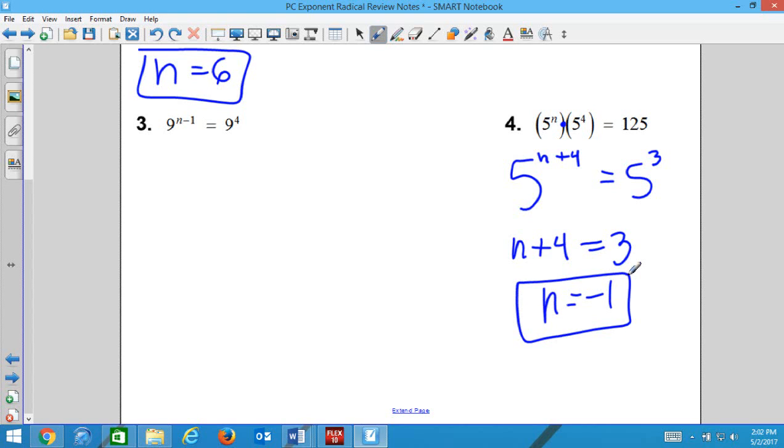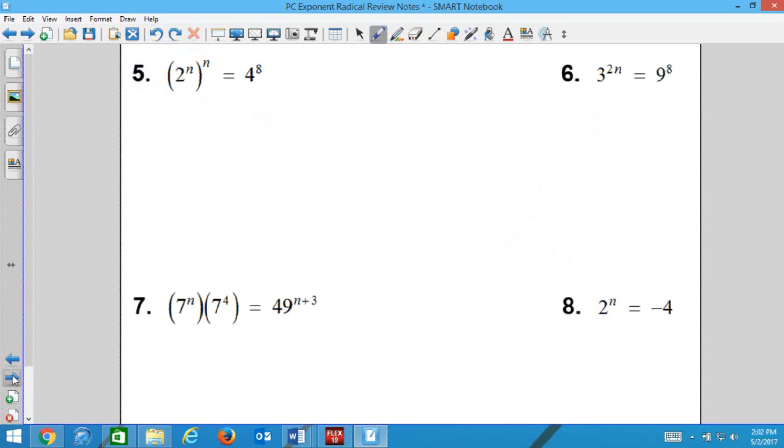The last one we're going to do together is 5. Number 5 says 2 to the n, that quantity to the n, equals 4 to the 8. What should our base be? 2, the prime number. So I'm going to change this 4 into 2 squared, to the 8, so that's going to be 2 to the 16.